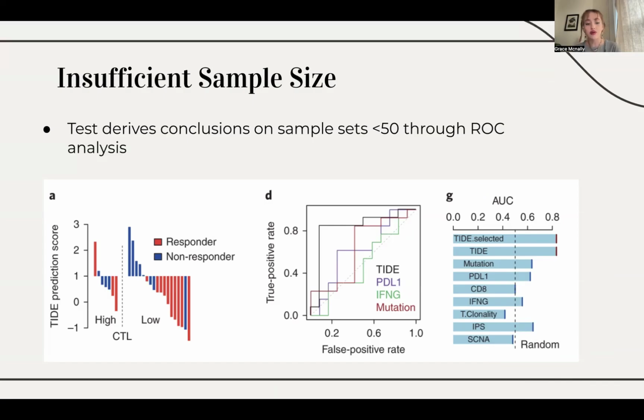This is critical due to the authors basing TIDE's superiority over traditional biomarkers on the area under the curve values. There is also an increased risk of bias, where the TIDE model may have performed well in a small sample size, but fails to generalize to a larger population. In a future study, a ROC test performed on cohorts of 100 or larger may offer more comprehensive and accurate results.